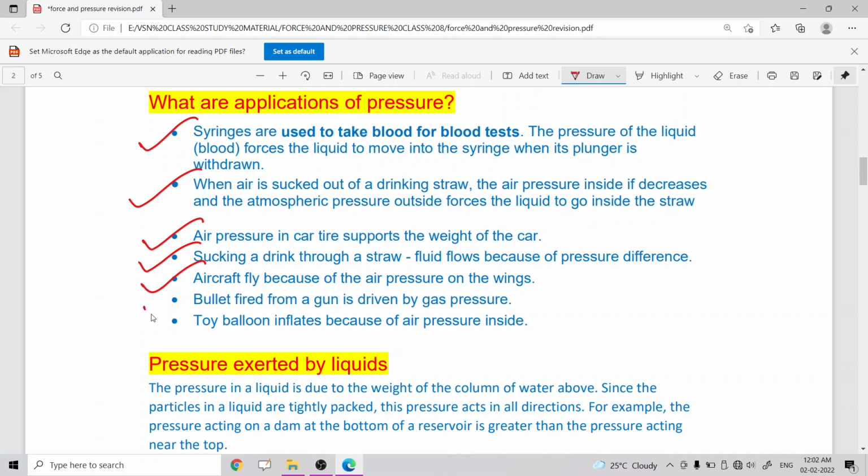Also, a bullet fired from a gun is driven by gas pressure. A toy balloon inflates because of the air pressure inside.